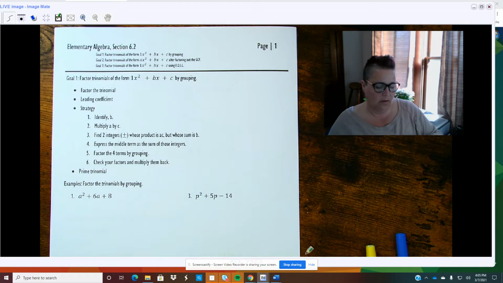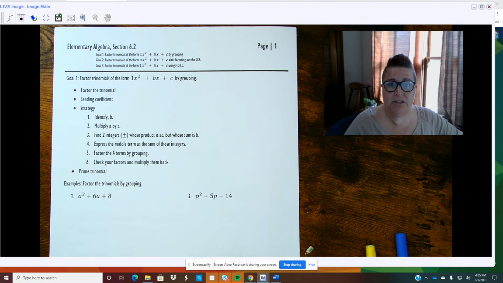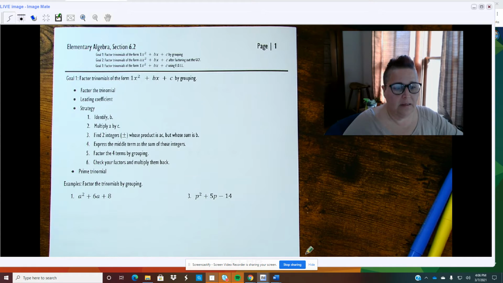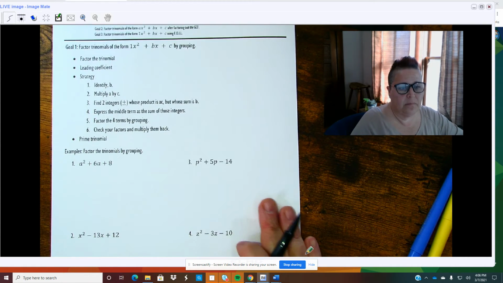All right. I should mention that there will be some trinomials for which this method will not work. Those are known as prime trinomials, and we will bring them up when we get to them. We're not starting there, though. We're going to start with something a little bit easier. So here's what we got.